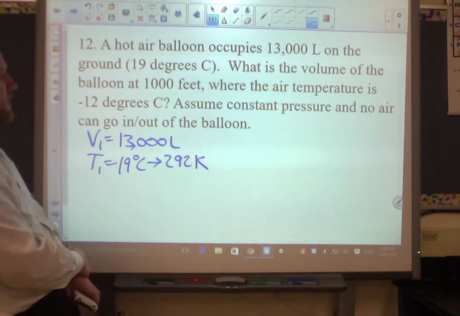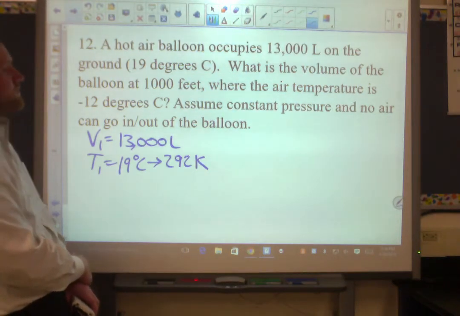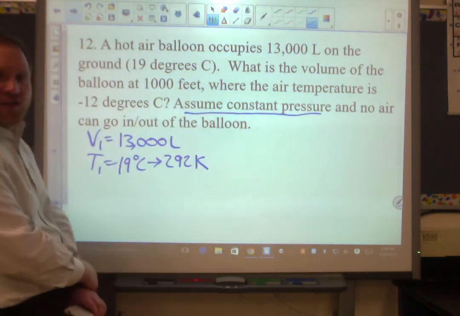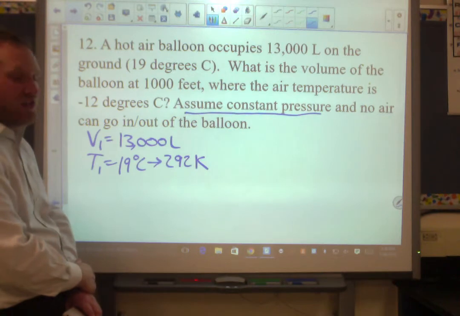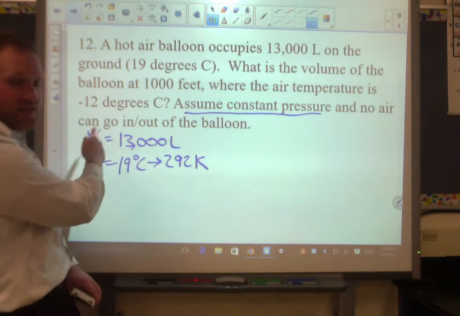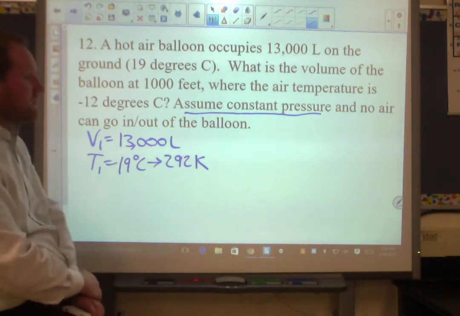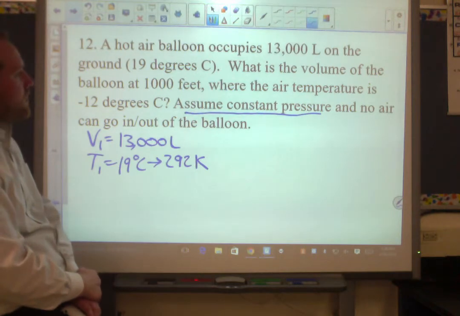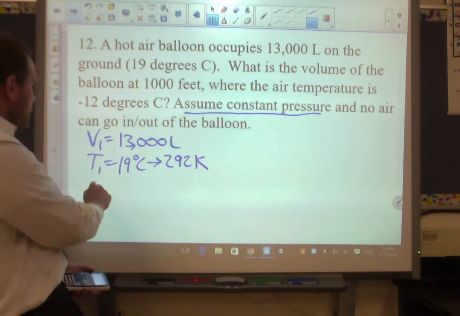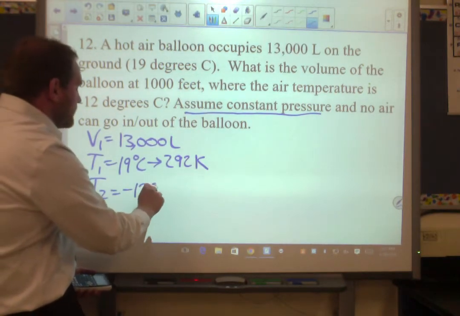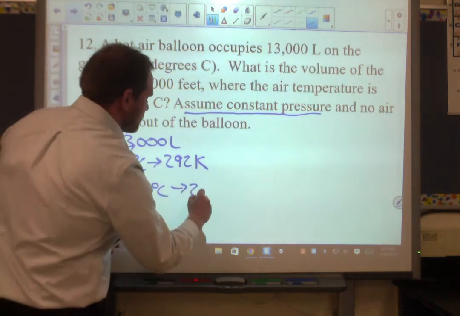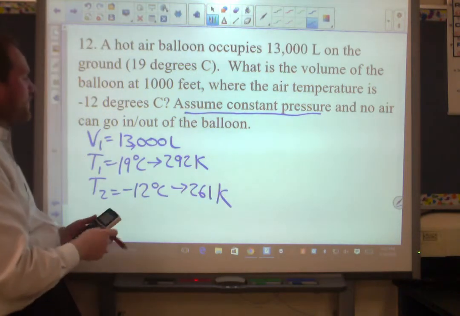And let's see. What else are we given? Assume constant pressure. Well, that was awfully generous of me because, of course, in real life, that's not going to be true. Pressure is going to drop as you rise. But let's assume constant pressure. Okay, and no air can go in or out. What am I hinting at here? No change in moles. N is constant. So V1, T1 are given. I'm looking for what's the new volume where the air temperature is negative 12. So T2 equals negative 12 degrees Celsius. So 273 minus 12 gives me 261 Kelvin. And I'm looking to find the new volume.